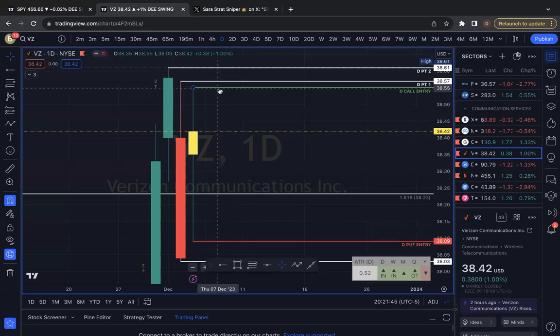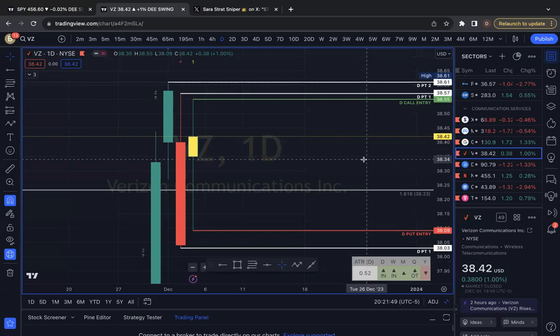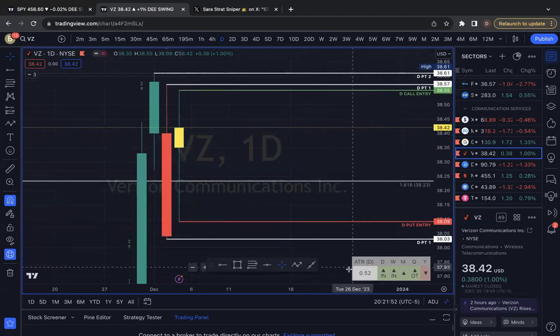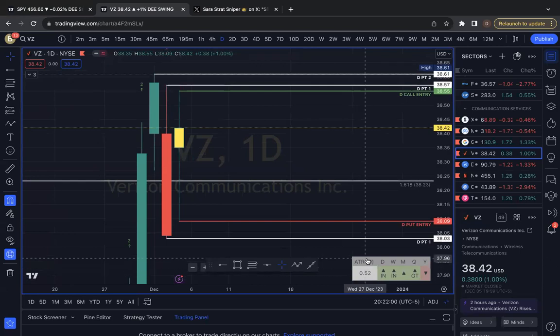All right. So we have our price targets. Another important thing that you can look at is ATR right here. ATR is your average true range. What that means is that's how much this stock usually moves in a day. It usually moves 52 cents in a day.